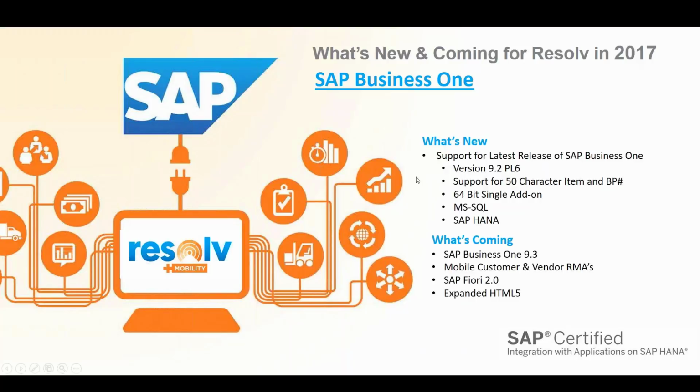In terms of what's coming, with respect to SAP Business One 9.3, they have planned functionality that will give us the ability to do RMAs, and so we will support 9.3 more than likely on the day of its release. In addition to that, we will also be creating a mobile version of the customer and vendor RMA functions. We also expect to be supporting SAP Fiori 2.0 and expanded functionality within HTML5.